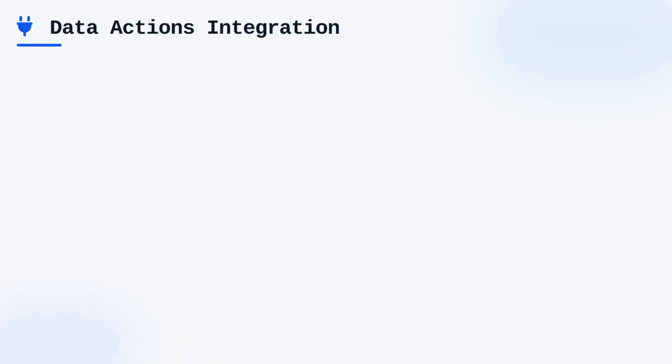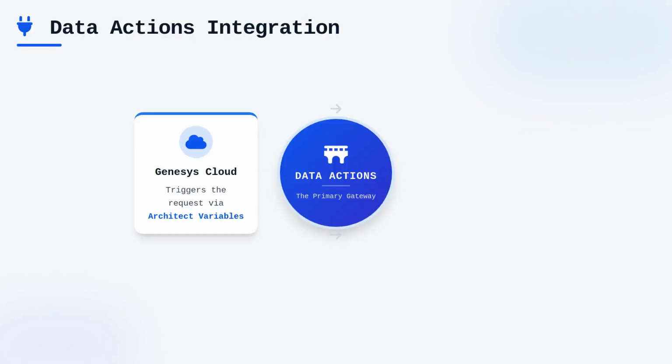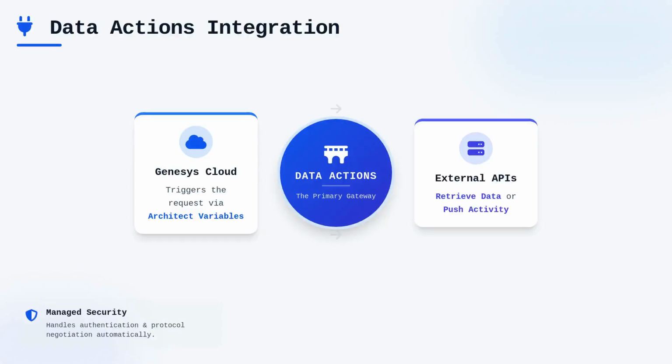In many real-world scenarios, you need to extend the capabilities of your flows by reaching out to external services. The data actions integration serves as the primary gateway for this communication. By leveraging the data action service, you can invoke external APIs to retrieve customer information or push activity updates without writing custom middleware code. This architecture centralizes your outbound requests, allowing Genesys Cloud to manage the heavy lifting of authentication and protocol negotiation.